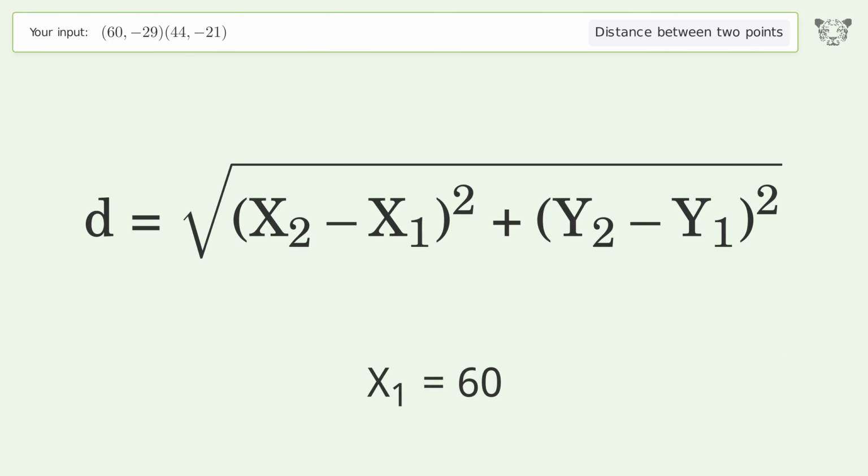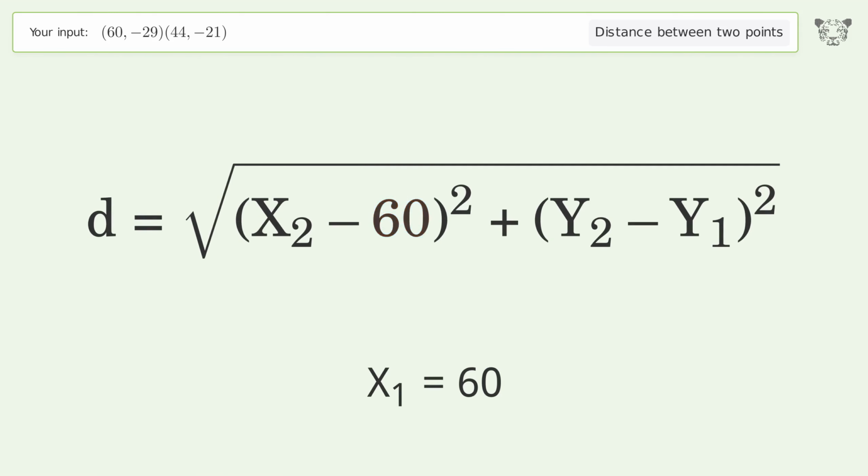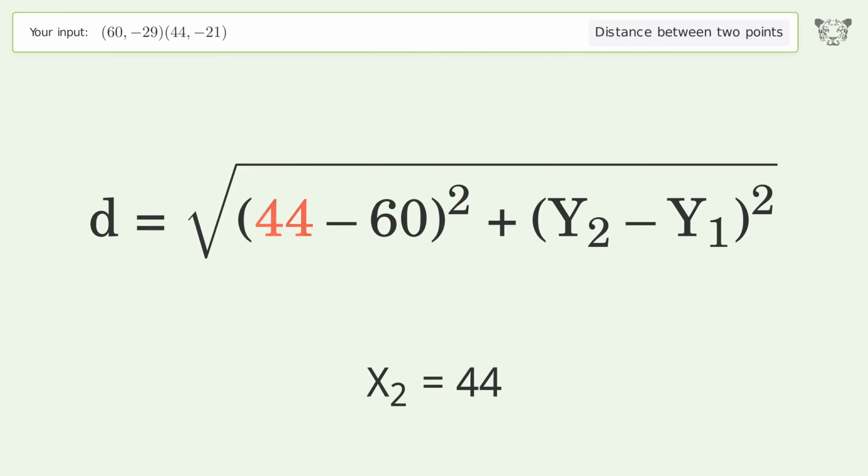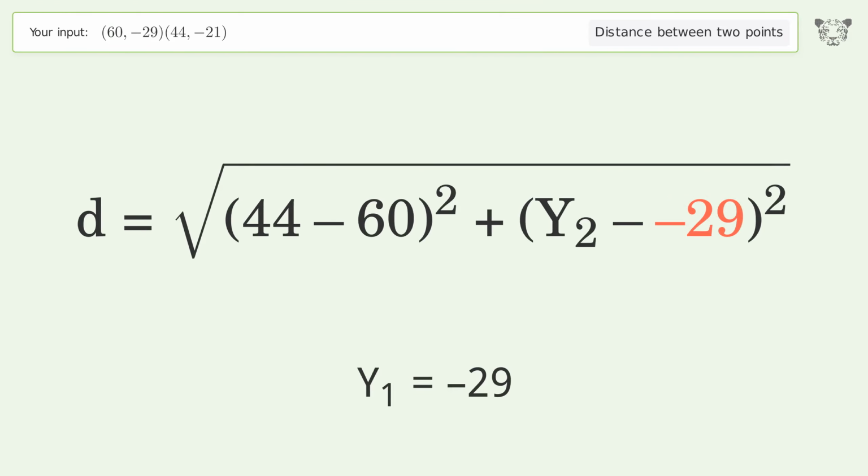x1 equals 60. x2 equals 44. y1 equals negative 29. y2 equals negative 21.